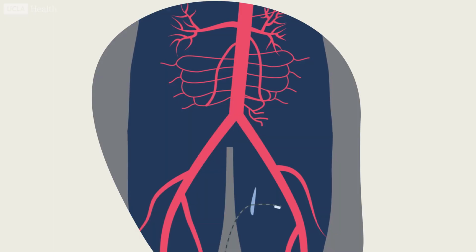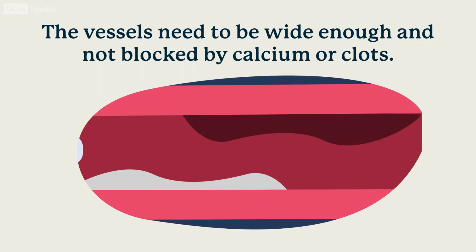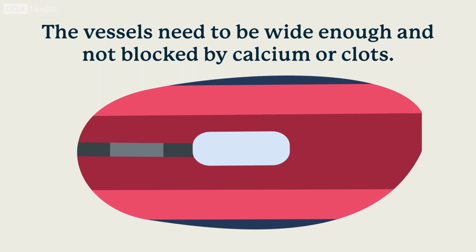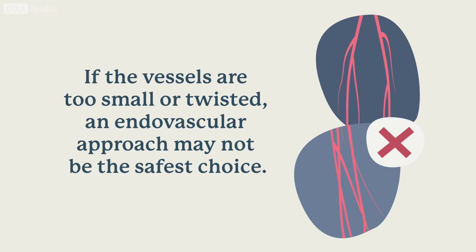Another key point is access. The device travels up through the arteries in the groin. We have to make sure those vessels are wide enough and not blocked by calcium or clots. If they are too small or too twisted, an endovascular approach may not be the safest choice.